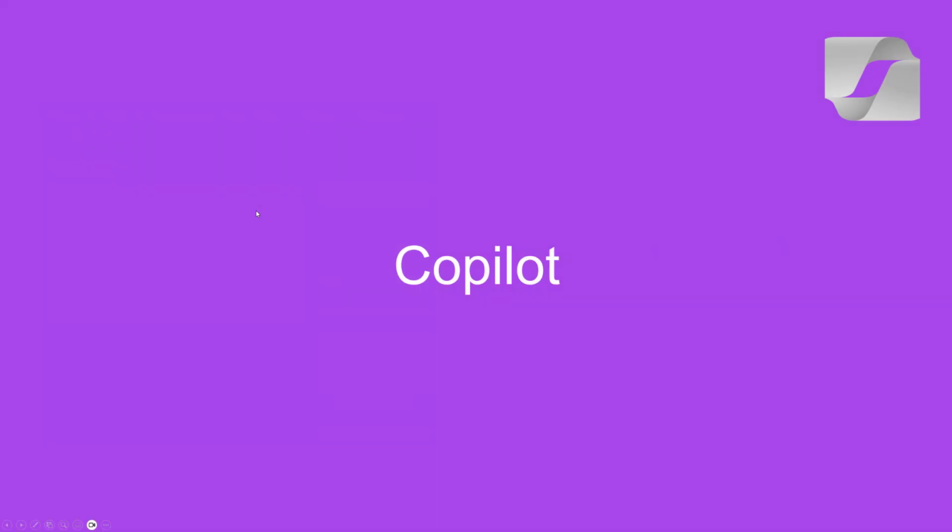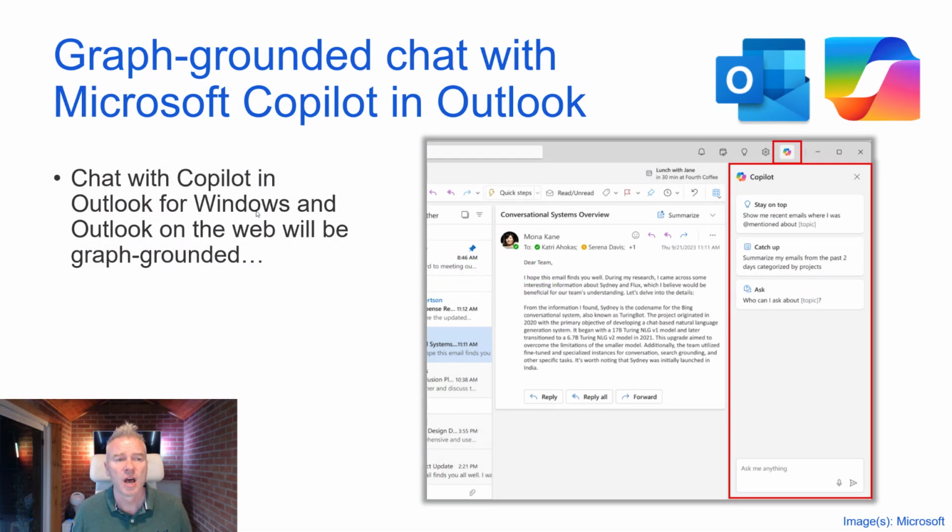Let's get into our updates. Let's start with Copilot, graph-grounded chat with Microsoft Copilot in Outlook. First of all, let's look at this graph-grounded bit. So the chat bit is hopefully self-explanatory. You're just chatting with the Copilot. The graph-grounded bit, let's look at the grounded first of all. So grounded just means that it's based on something.